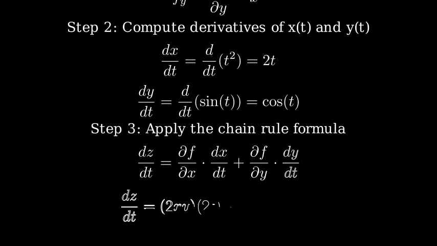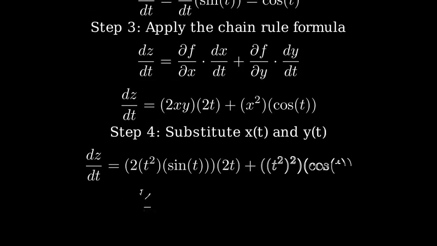Step 3. Now, we apply the chain rule formula. dz over dt equals the partial of f with respect to x times dx over dt plus the partial of f with respect to y times dy over dt. Substituting our results, we get dz over dt equals 2xy times 2t plus x squared times cosine of t.